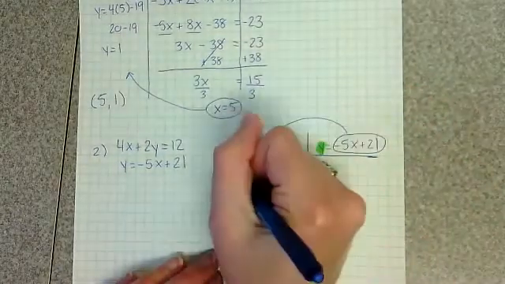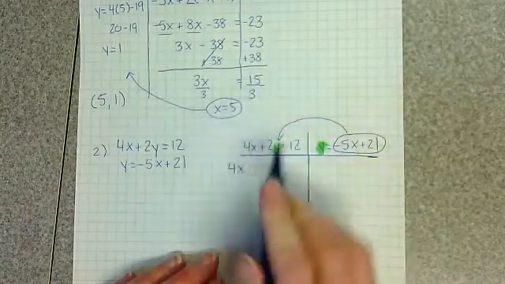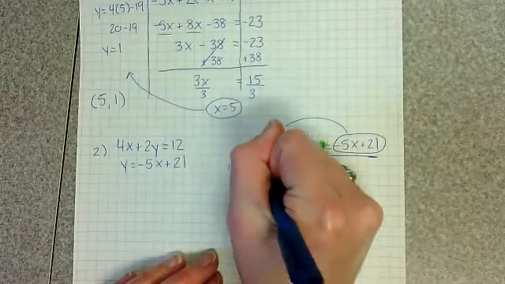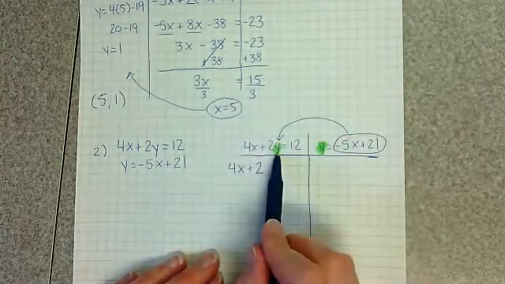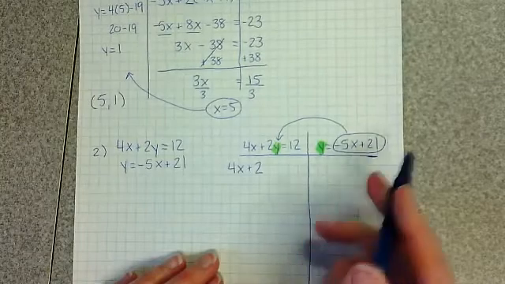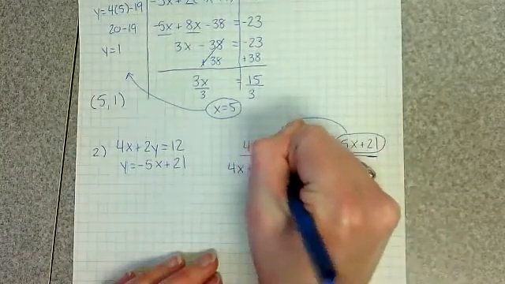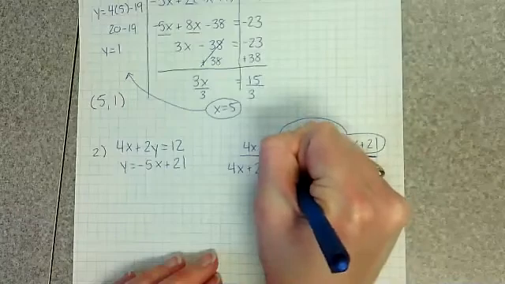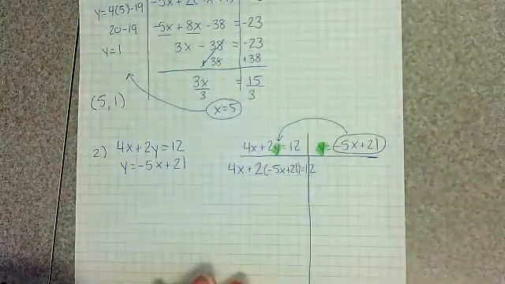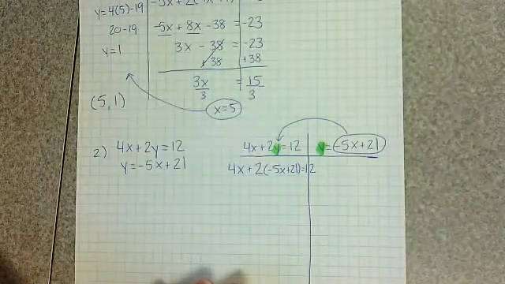So I still have 4x, I can't change that. Plus 2, can't change that. But my y, if I follow my arrow, this is what's going to get substituted in. So I have negative 5x plus 21 is equal to 12. Almost got it all on the same side. So close.